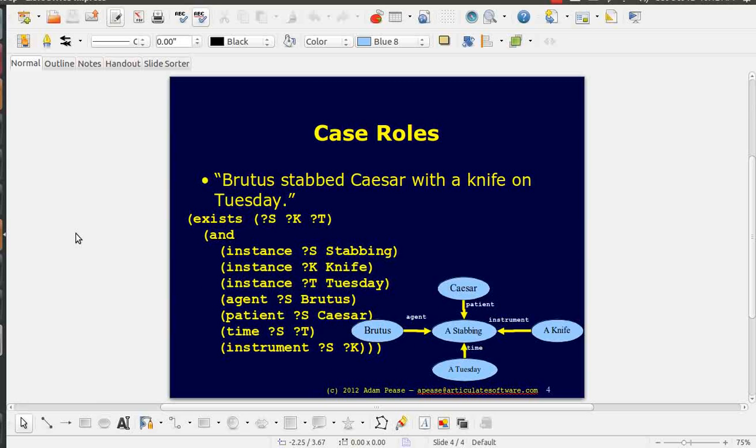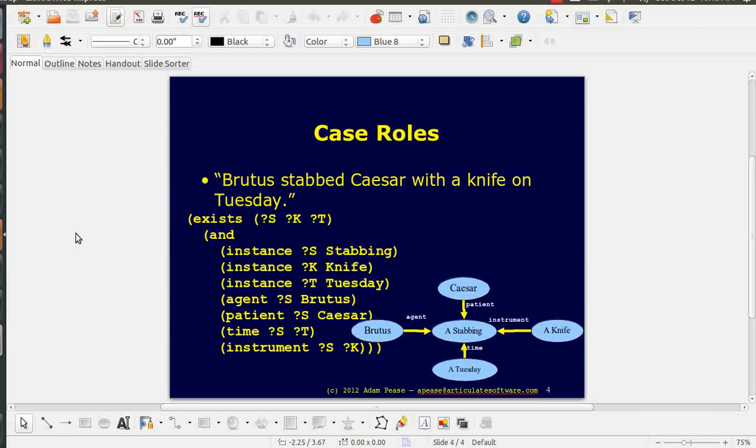So in SUO-KIF format using SUMO terms, there exists a stabbing, a knife, and a Tuesday, where the agent is Brutus, the patient is Caesar, the time at which the stabbing happened is the instance of Tuesday, and the instrument used in the stabbing is an instance of a knife. Right. Okay, so this really says all of it.